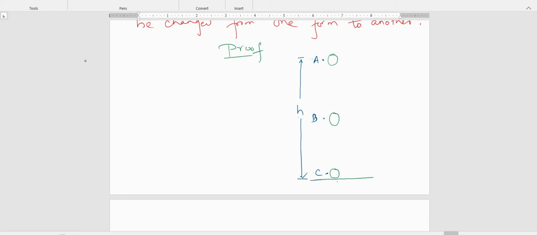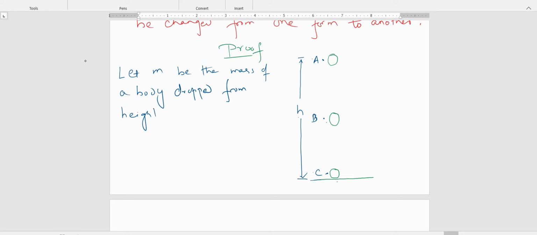This is the ground, lower part. So we know that. Now we'll calculate what is the total energy at point A, point B and point C. Okay, so let m be the mass of a body dropped from height h. Now I will calculate the total energy at points A, B and C.